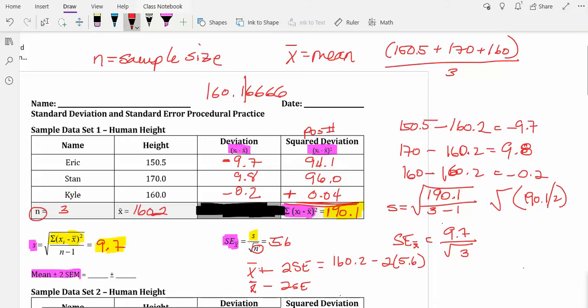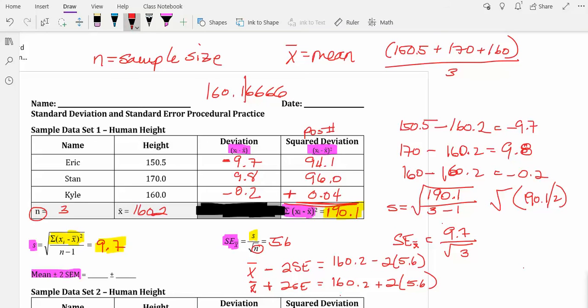Oh, sorry. I'm gonna change that. So the bottom one's gonna be plus and the top one's gonna be minus. My bad if I confused anyone. And then the second one is 160.2 plus 2 times 5.6. Once you get those numbers, put them in the chat so we can verify them. And you shouldn't need any parentheses on this because your calculator can do those order of operations just fine.